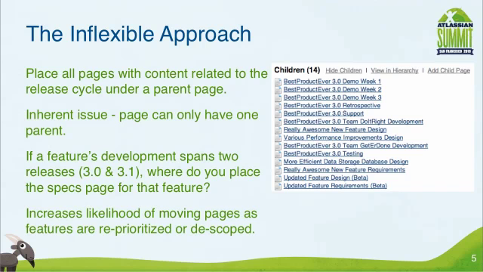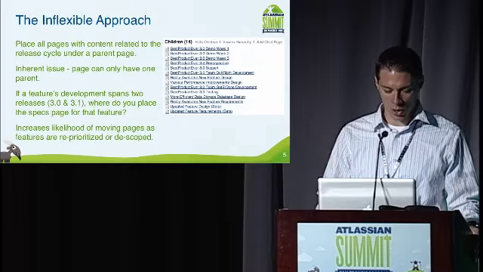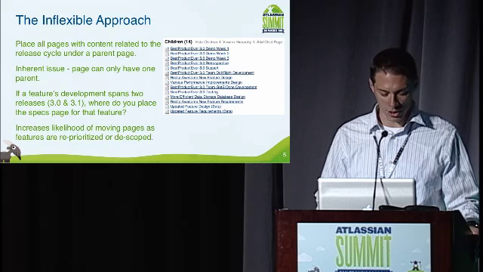But there's an inherent issue with doing that. When you structure things that way, obviously each page can only have one parent. So for instance, what happens when you have a feature whose development spans two release cycles? Where do you place that page? Also, as you change the priority, you may be moving things in, de-scoping, and all that type of stuff, and you'll get into a scenario where you're going to be moving pages around all the time. And so that approach is pretty inflexible.